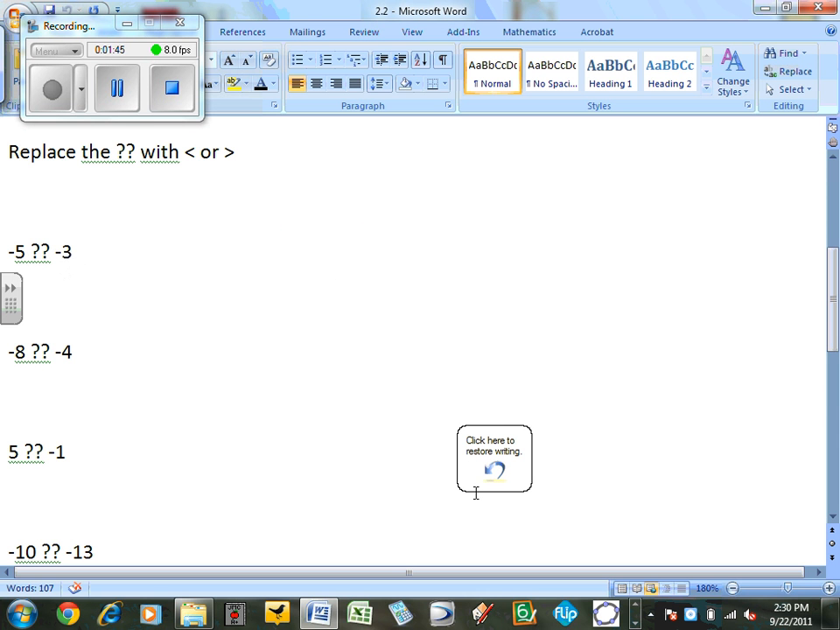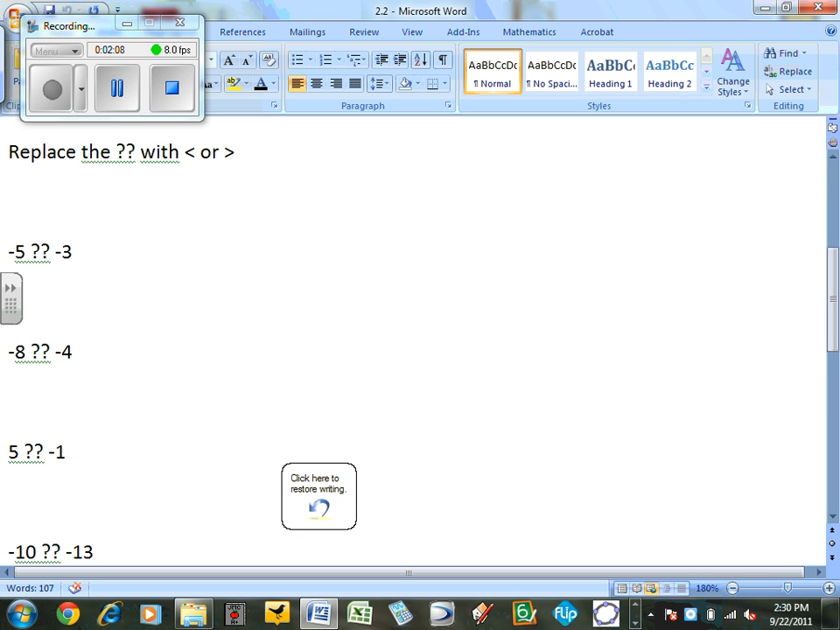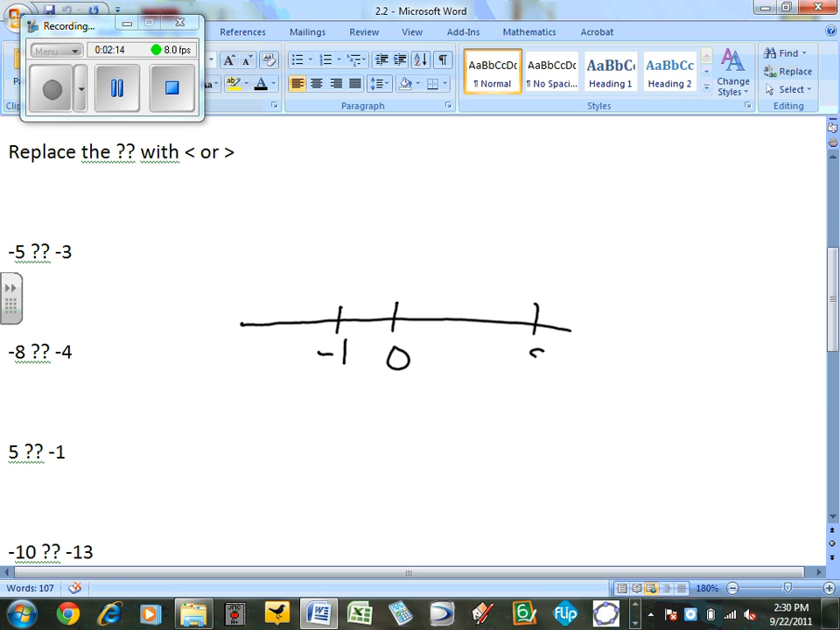Okay, what about negative 8? Is that less than or greater than negative 4? Well, if we do our number line, 0, negative 1, negative 2, negative 4, negative 8. Negative 8 is to the left of negative 4, so negative 8 is less than negative 4. Also, the less than symbol looks like an L. All right, what about 5? Is 5 greater than or less than negative 1? On our number line, negative 1 is over here, and 5 is over here. 5 is to the right of negative 1, so therefore 5 is greater than negative 1. So greater than is the bigger guy. The smaller number needs to eat the bigger number.